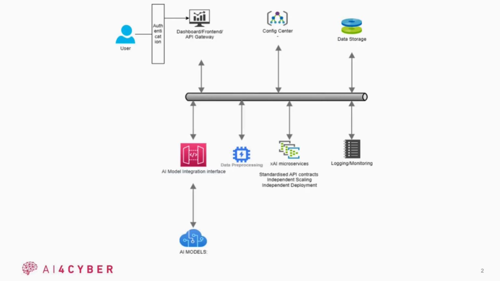Here you can see the high-level architecture of the component. We start with the user, who, after authentication, can see the dashboard and issue requests. The tool uses a publish-subscribe bus to move samples around the different microservices. The tool uses AI model integration interfaces, which handle communication with the different AI models used in the project. Then, there are different data pre-processing services, which handle the transformation of data to be fit to use in different algorithms. Then, we have different XAI microservices.